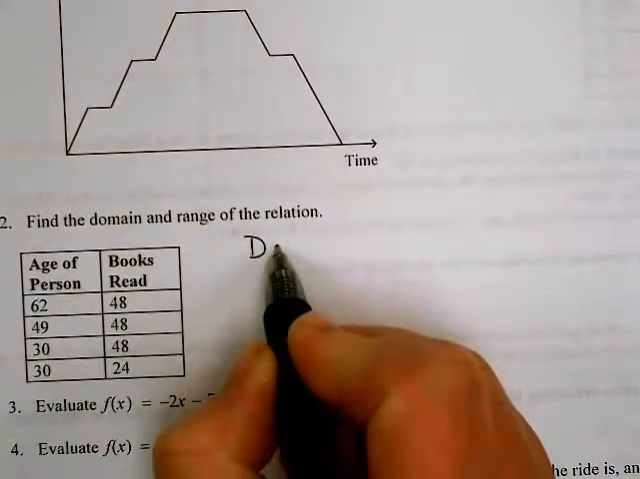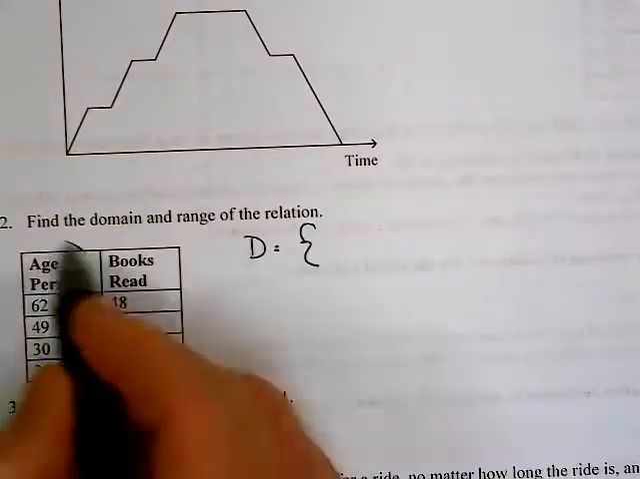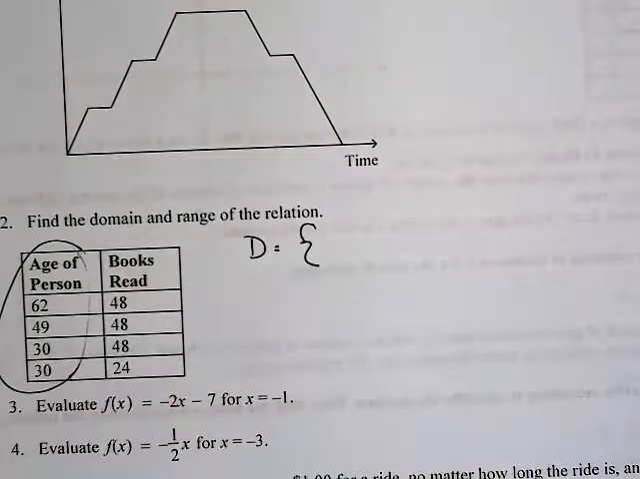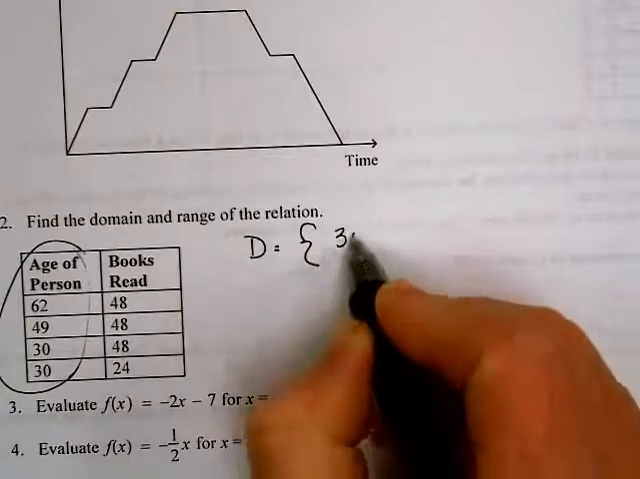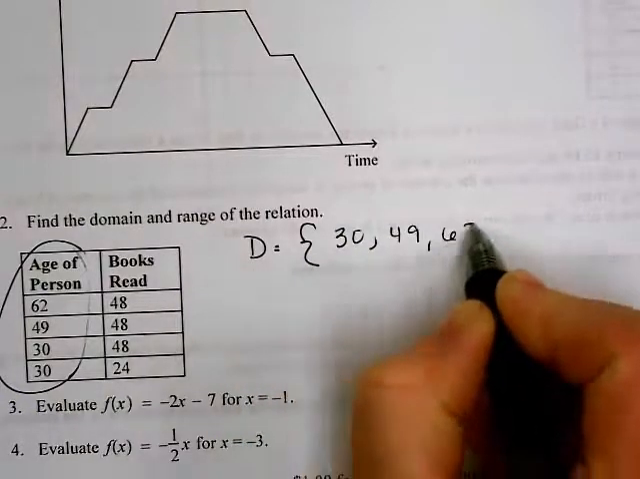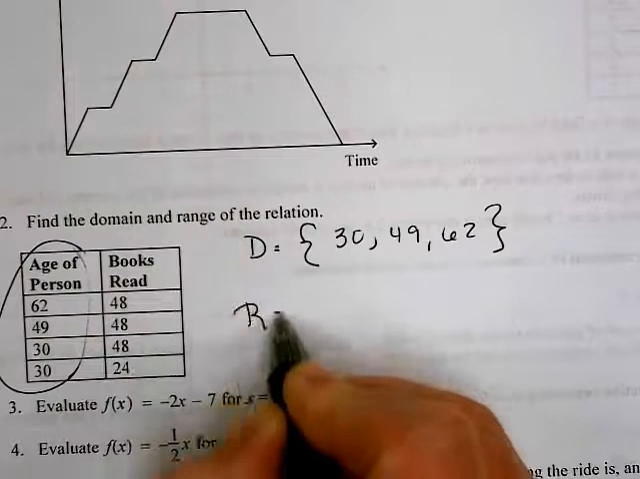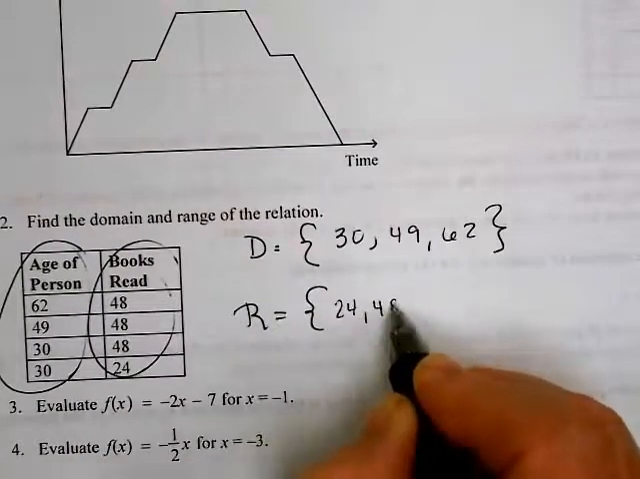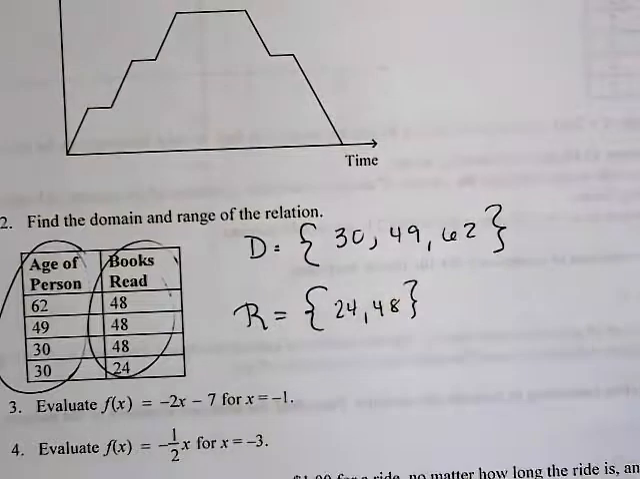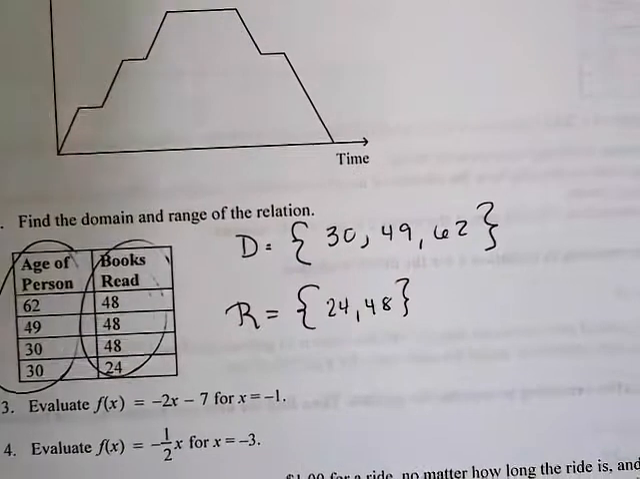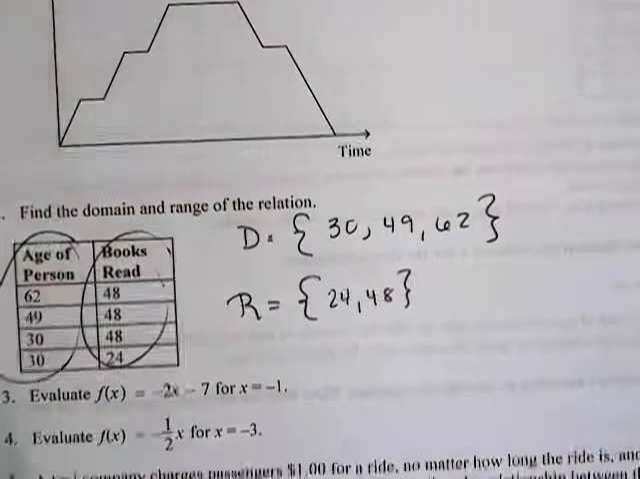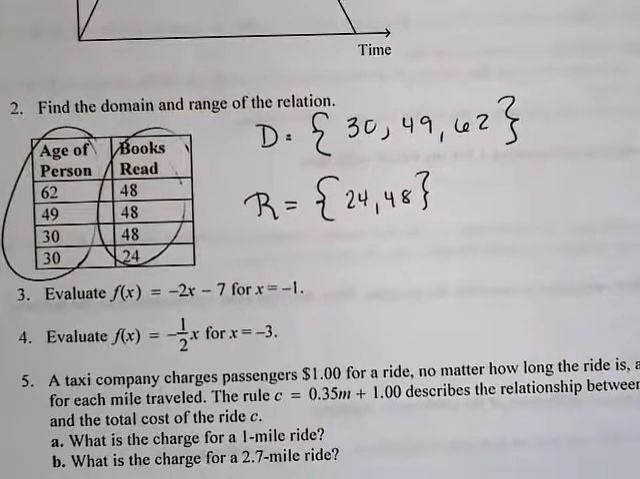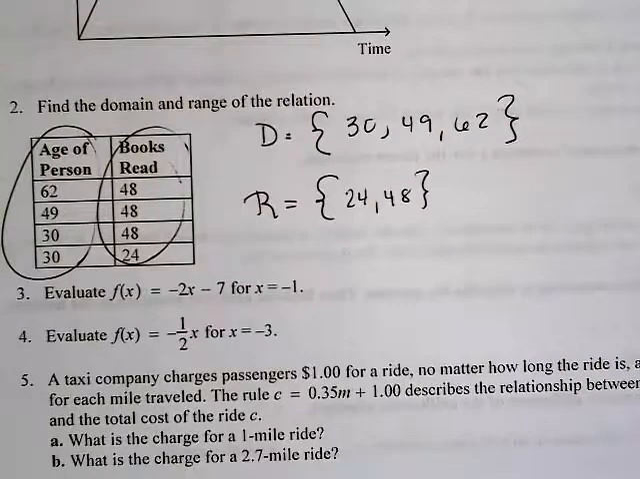The domain would be this list of numbers, but you don't have to write them down repeatedly. So you would write 30, 49, and 62. The range is 24 and 48. You want to put them in order of least to greatest? Yes, normally they're listed smallest to largest. I would not count it wrong if you didn't do it that way, but that is the way it's normally done. Number 3 says evaluate.